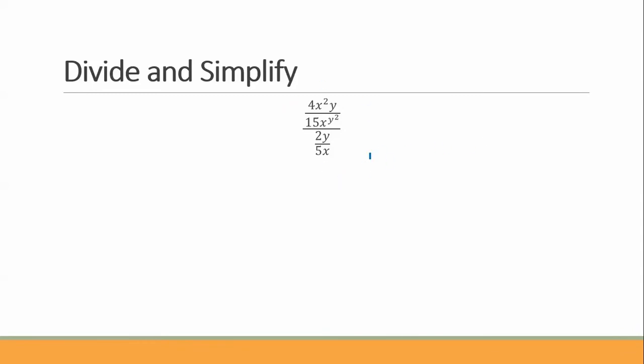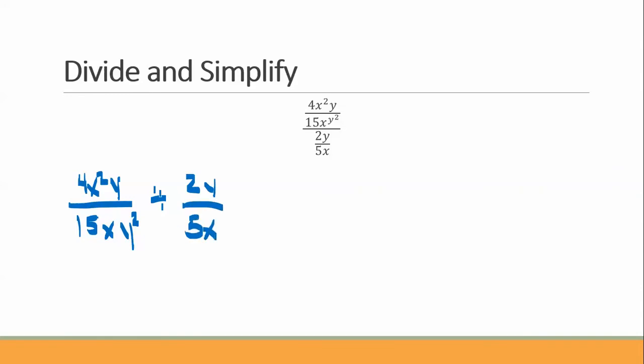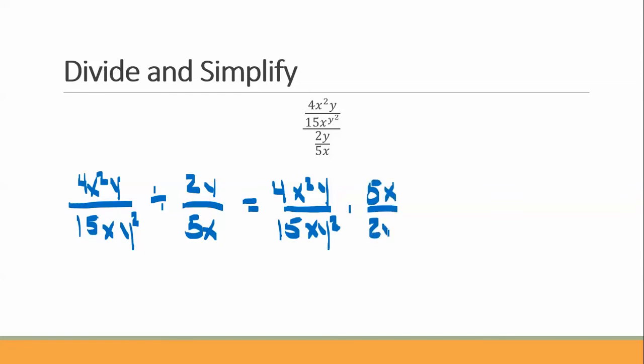Now, this looks much more complicated, but it's really not. This is a fraction over a fraction. So this is the same thing as 4x squared y over 15x y squared, divided by 2y over 5x. So again, the first thing we want to do is flip our second fraction, so that's 4x squared y over 15x y squared times 5x over 2y.